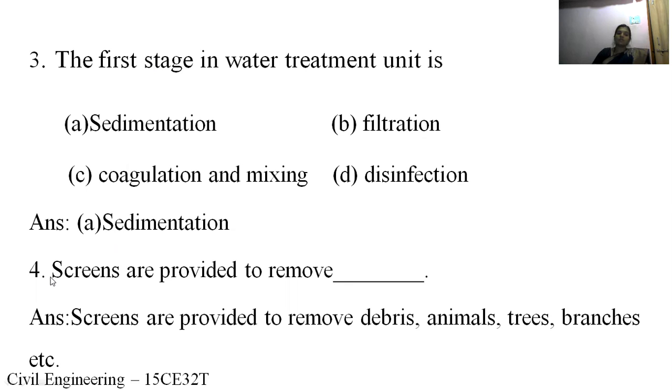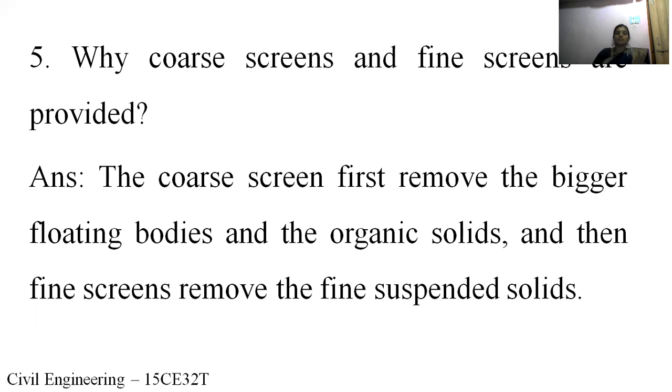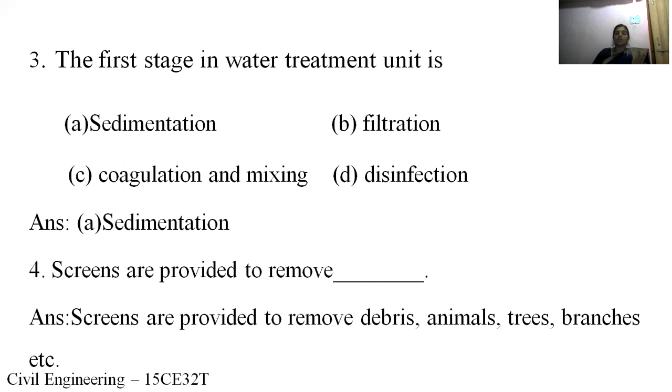Next question. Screens are provided to remove what? Why are the screens provided? Screens are provided to remove the debris, animals, trees, branches, or vegetable pieces which are present. Vegetable peels also, fruit peels also. To remove those things, the screens are provided before the sedimentation tank.